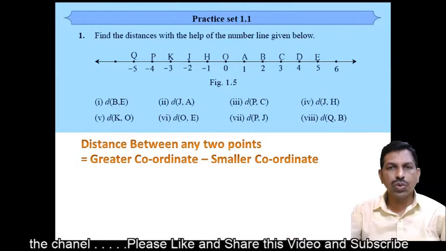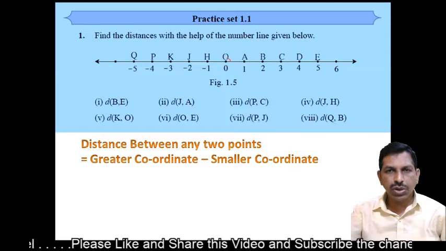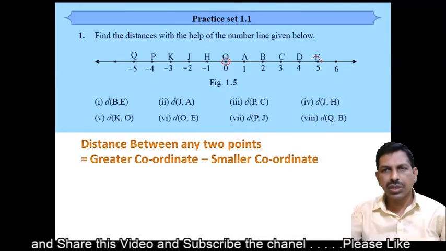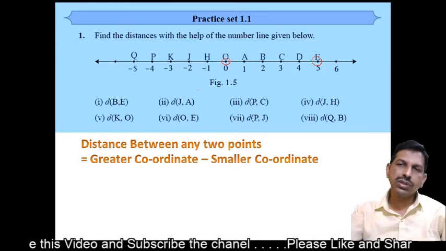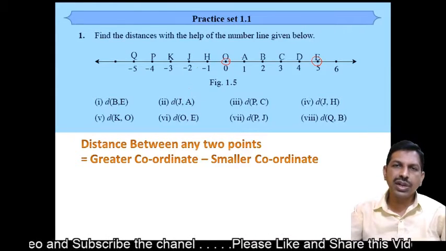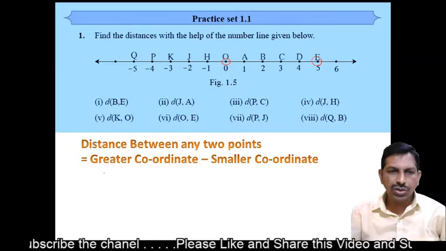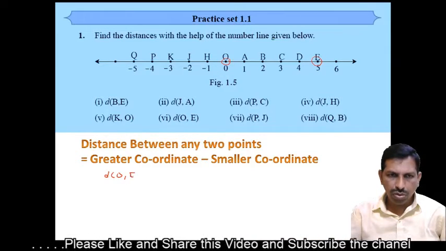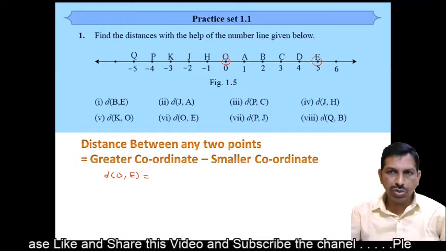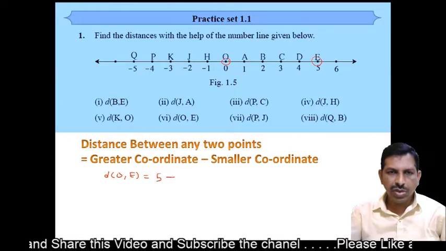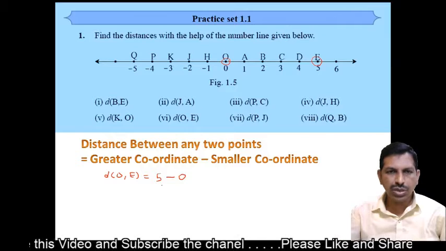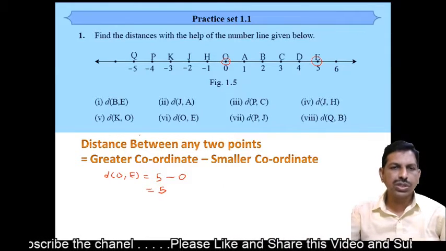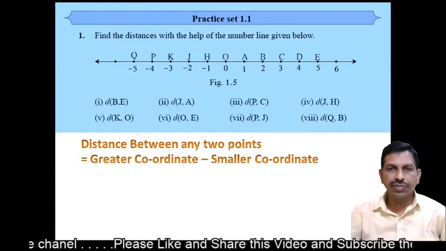Then distance of OE. This is point O and this is point E. E is on the right hand side and O is on the left hand side. So distance of OE is equal to greater coordinate 5 minus smaller coordinate 0. 5 minus 0 is equal to 5. So this is distance of OE.